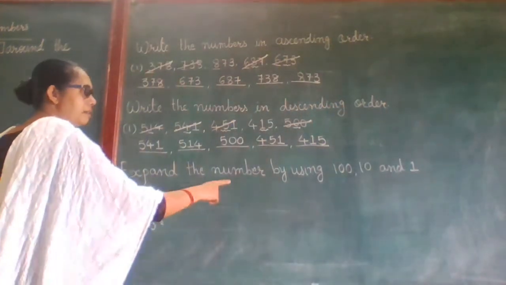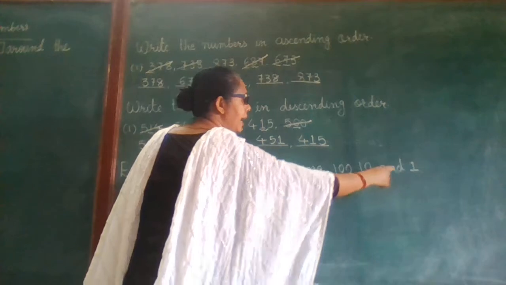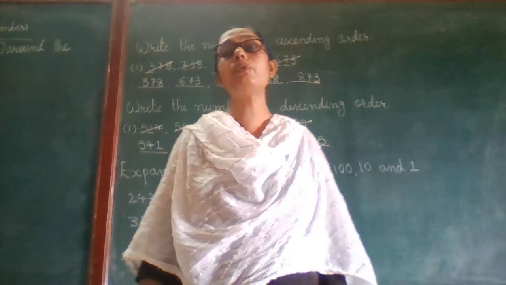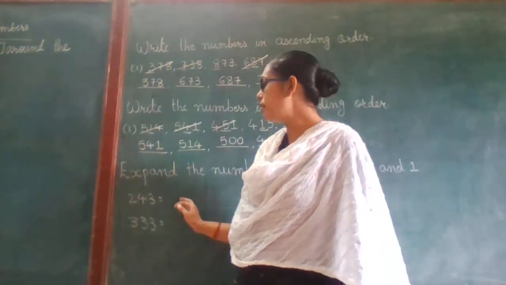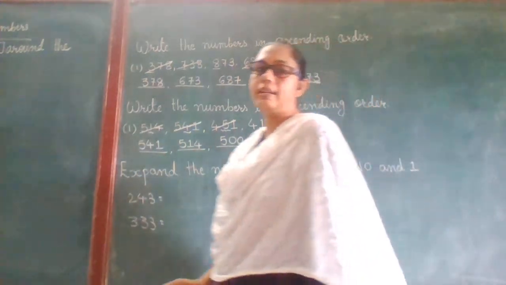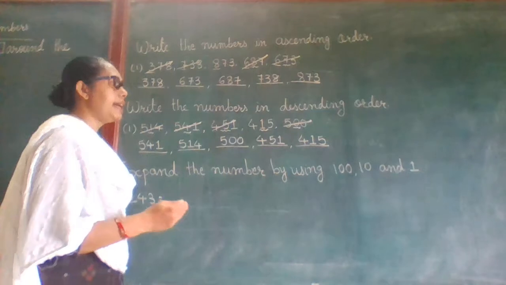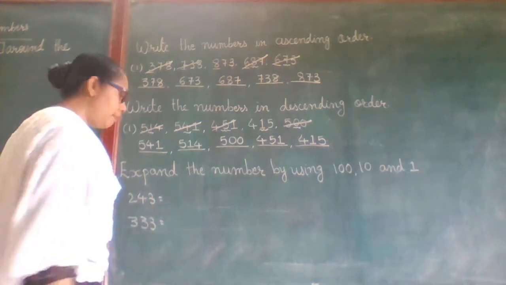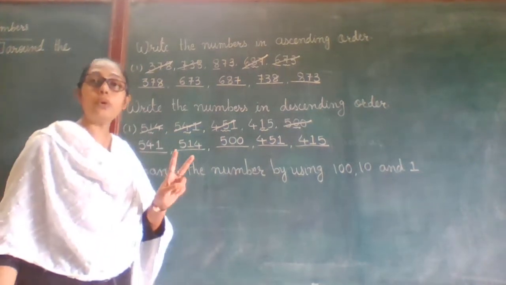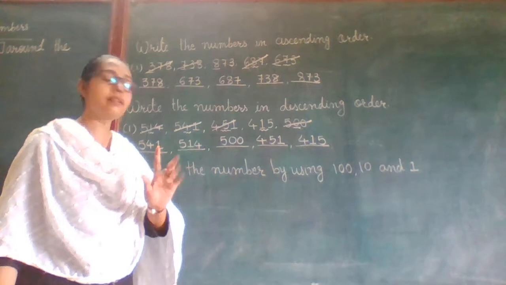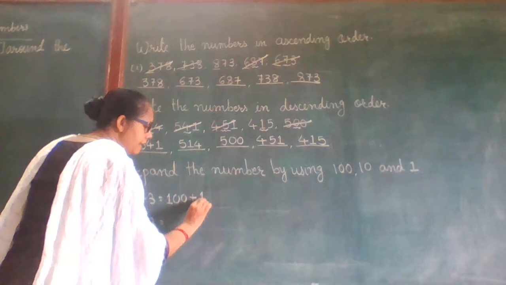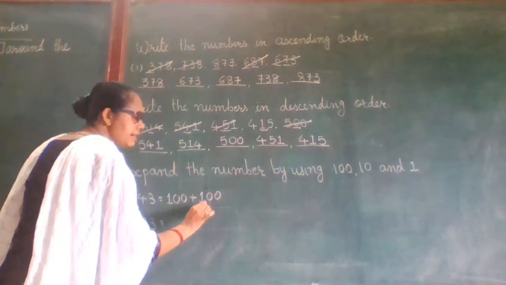Now expand the number by using 100, 10 and 1. So students, we have already seen how to expand the number. But here it is different. Here we have to use 100, 10 and 1. And by using 100, 10 and 1, we have to expand the number. See, here for hundreds place, we have 2. Means 2 times 100. Here we have to write 2 times 100 this way. 100 one time and 100 second time.